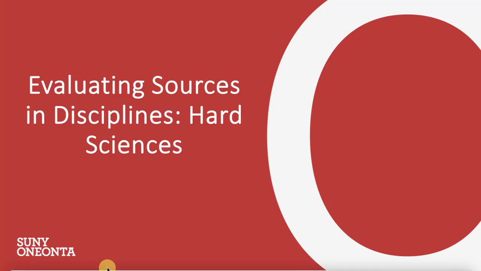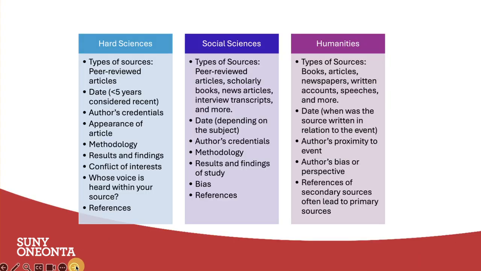In this video, we are going to talk about evaluating sources in different disciplines, specifically in the hard sciences. When working on an assignment in the hard sciences, your professor might ask you to find a peer-reviewed journal article on your research topic, for example, on the topic of climate change.